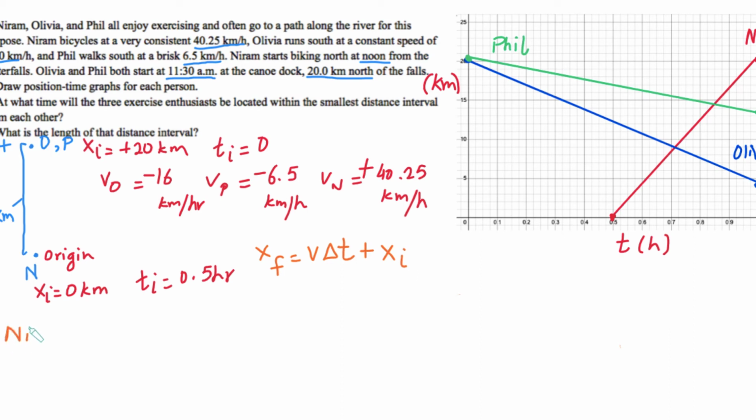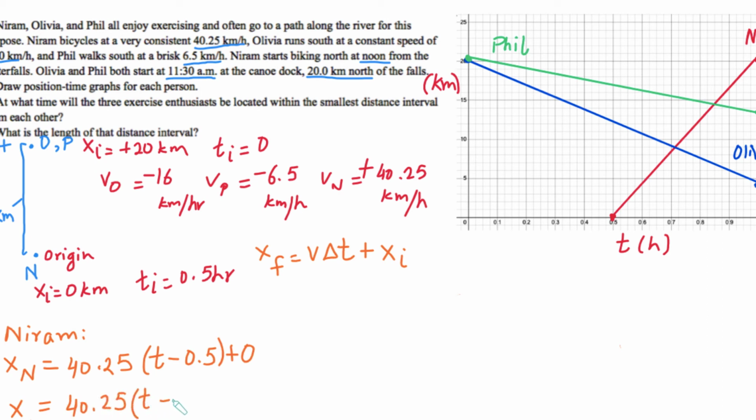For Niram, let us represent his final location at any time as xn, equals his velocity, which is 40.25, times the time interval. I will expand the time interval for Niram because he started half an hour late. So final time minus the initial time. Final time is just represented by t, minus initially he started half an hour late, so minus 0.5, plus the initial location for Niram, which is 0. Let's simplify this. So the equation for Niram comes out to be 40.25 multiplied by the quantity t minus 0.5.